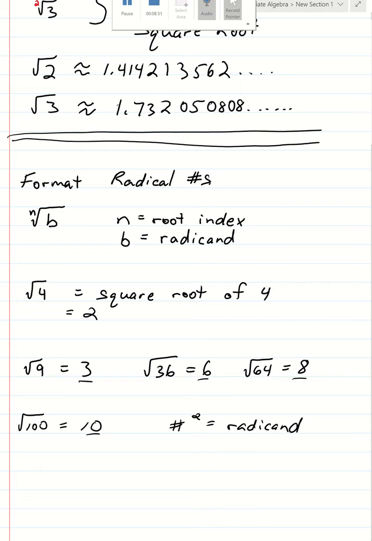So if I was to take, let's say, the square root of 25, I need to think of what number I would have to square in order to get 25, and of course the answer would be 5, okay? Why are we saying what would we have to square? Because we are dealing with a square root.